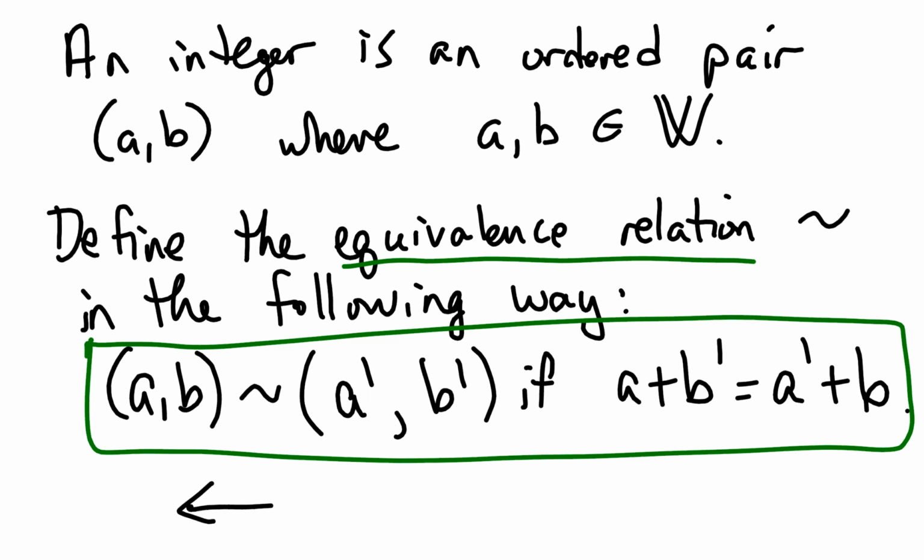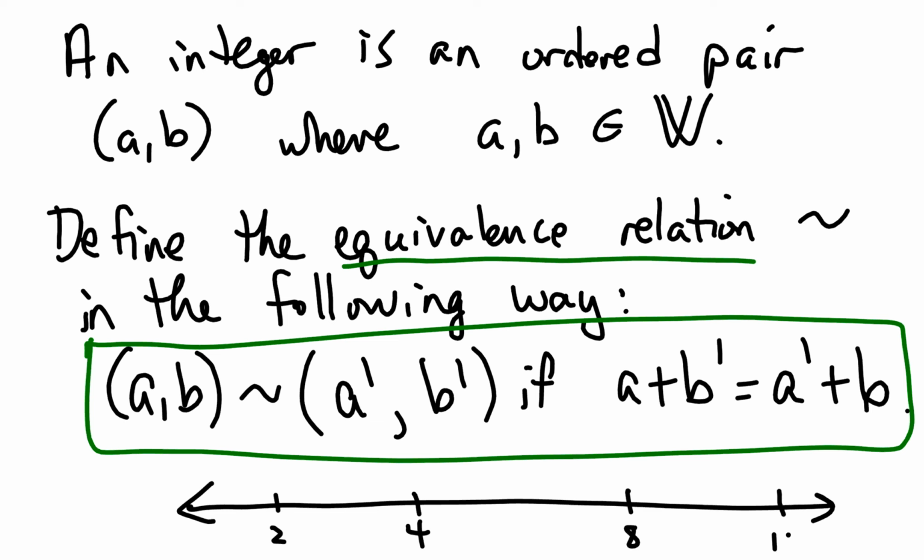If it helps to think about this on a number line, we would say that the ordered pair (2, 4) is equivalent to the ordered pair (8, 10), right? So 2 plus 10 is 4 plus 8. That's not terribly difficult. Both of these ordered pairs represent the integer 2 for obvious reasons.